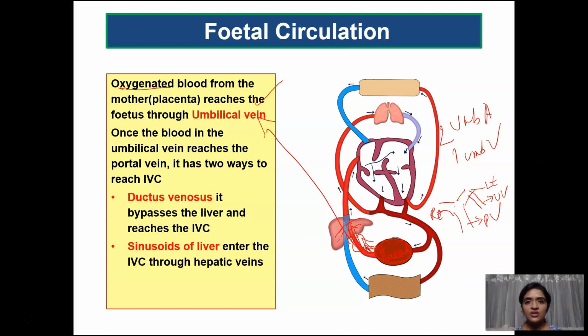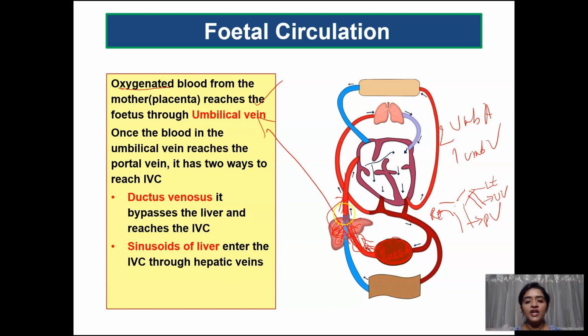So once it reaches the left branch of the portal vein, it has got two options. One is it can enter through the ductus venosus, which is actually a bypass channel, in order to reach the inferior vena cava. Or the next option is it can enter into the liver and occupy the liver sinusoids, and through the hepatic veins it can enter into the inferior vena cava. So ultimately the blood is reaching the inferior vena cava, but through two options.